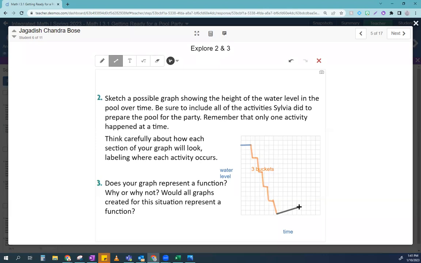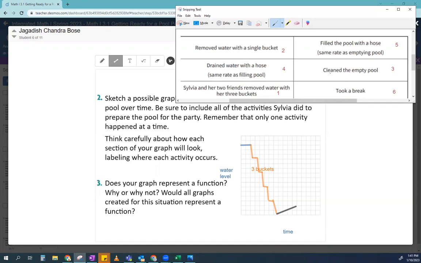I don't know, maybe like this. They're cleaning the empty pool, but for some reason they put more water in because, you know, when you clean, yeah, it should be a flat line. But according to what they said next, the next thing that happens is they drain the water with a hose, right? So if they're draining water, they can't drain it from an empty pool. So I just added this here. Okay. Everybody good?